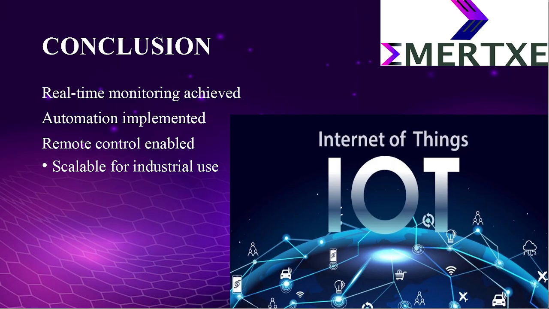And let's see the conclusion. This project demonstrates real-time monitoring, automation, and remote control. It's scalable, and these are essential features in modern industrial IoT systems. The system can be further extended for real-world applications too. And it has multiple nodes, which will be very useful in industrial environments. So this is the end of our PPT presentation.